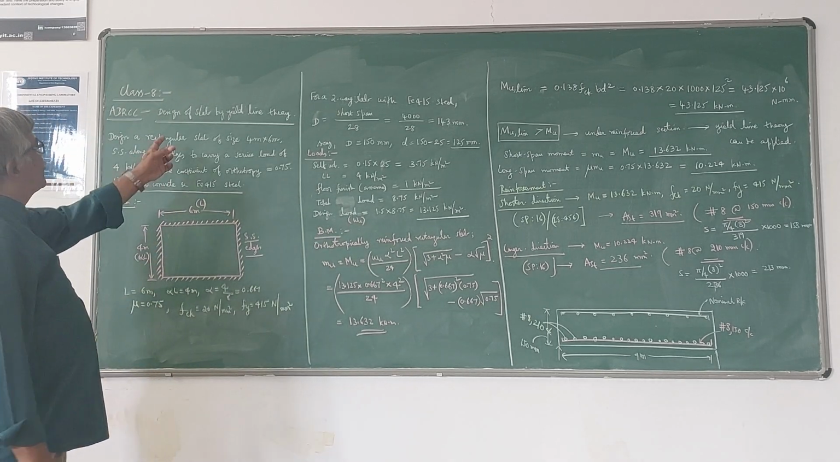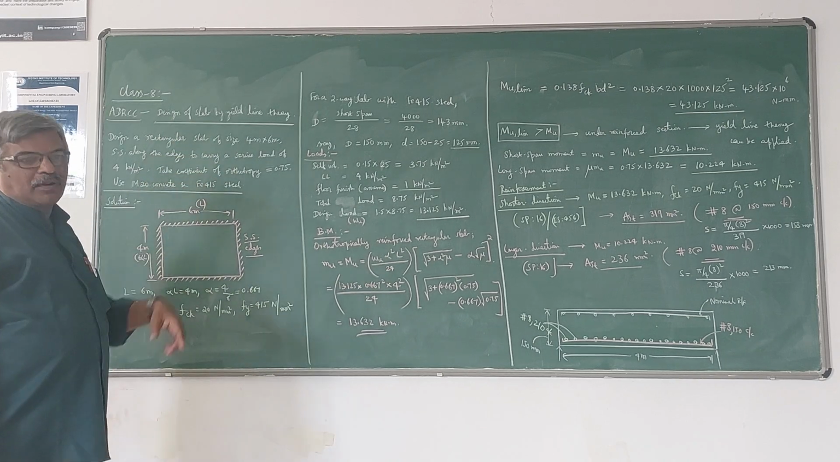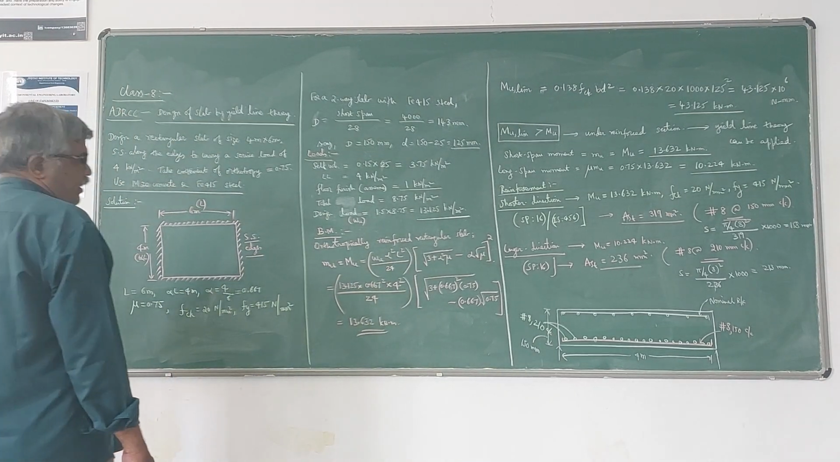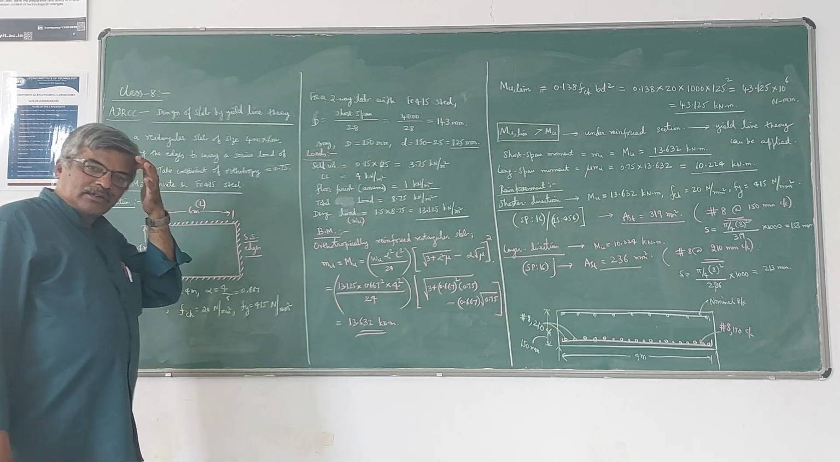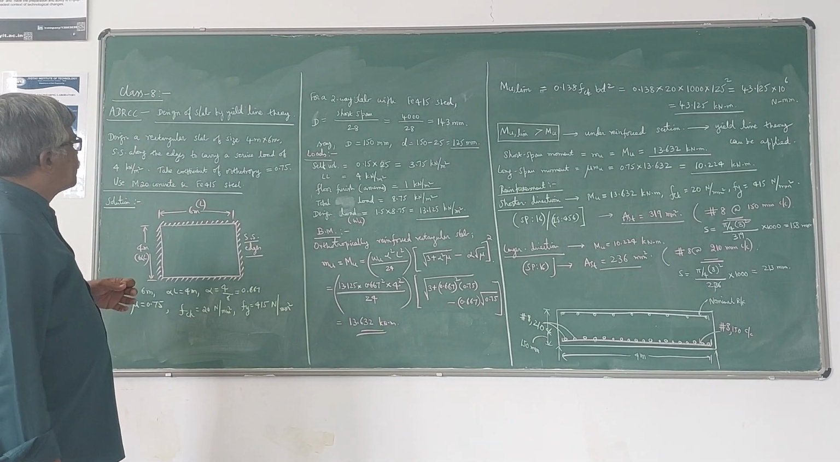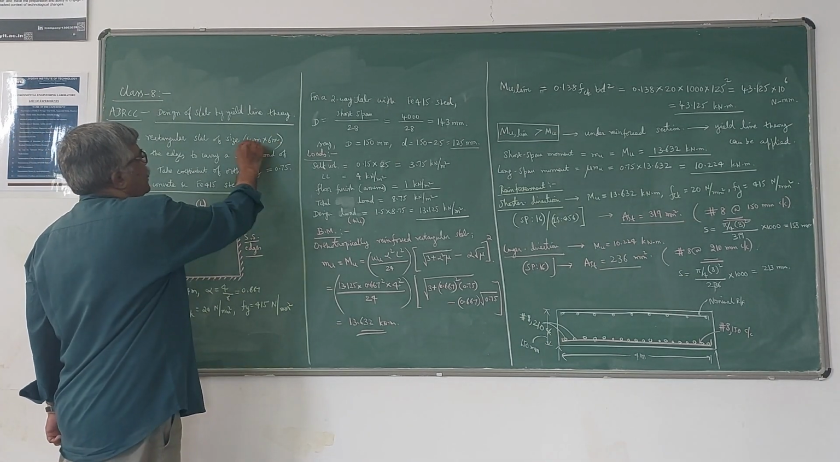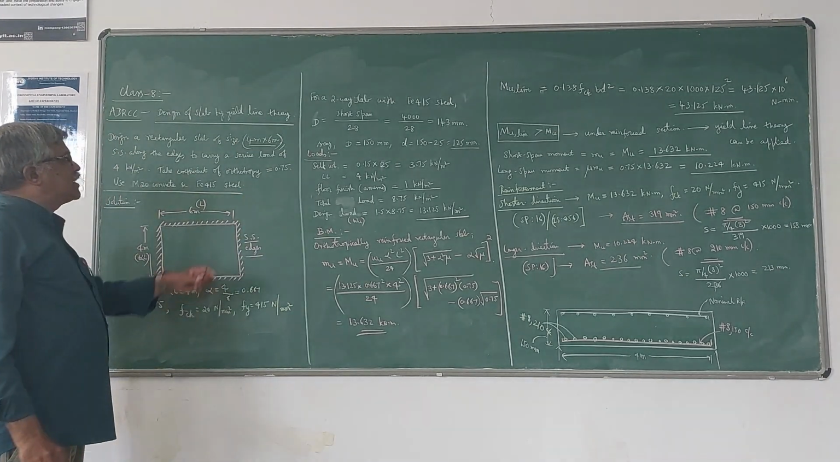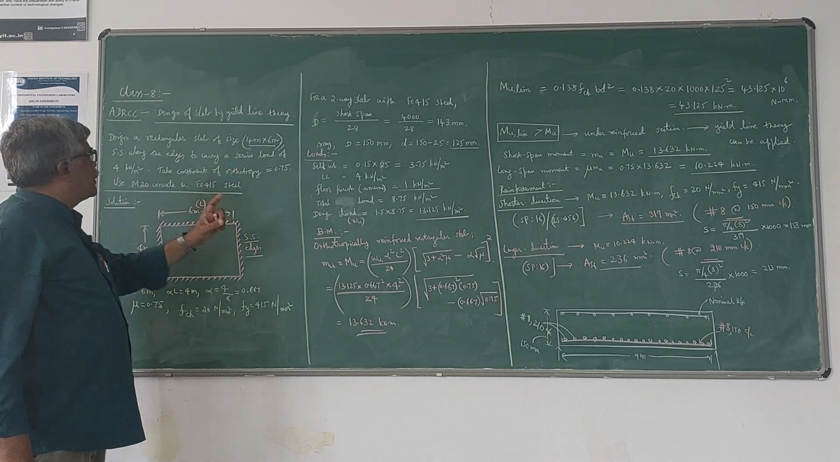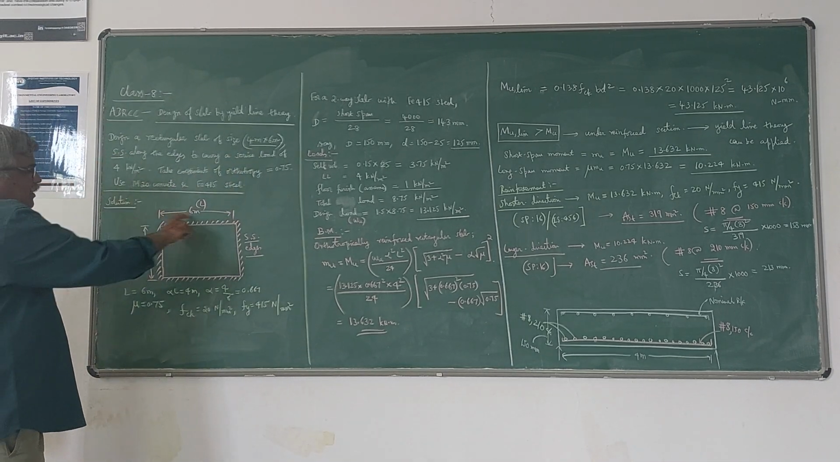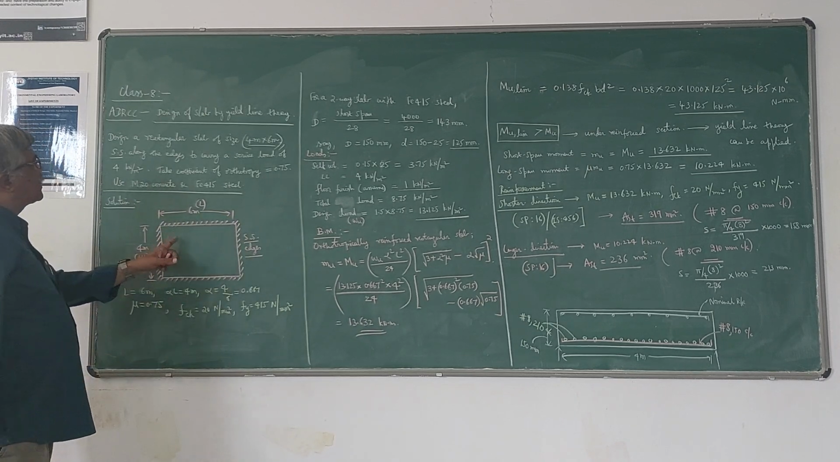So in this class we will discuss the design of a slab by the yield line scheme. Normally rectangular slabs will be asked in the examination. So we will take a rectangular two-way slab. We have to design a slab of size 4 meter by 6 meter, simply supported along the edges. All four edges are simply supported like this.